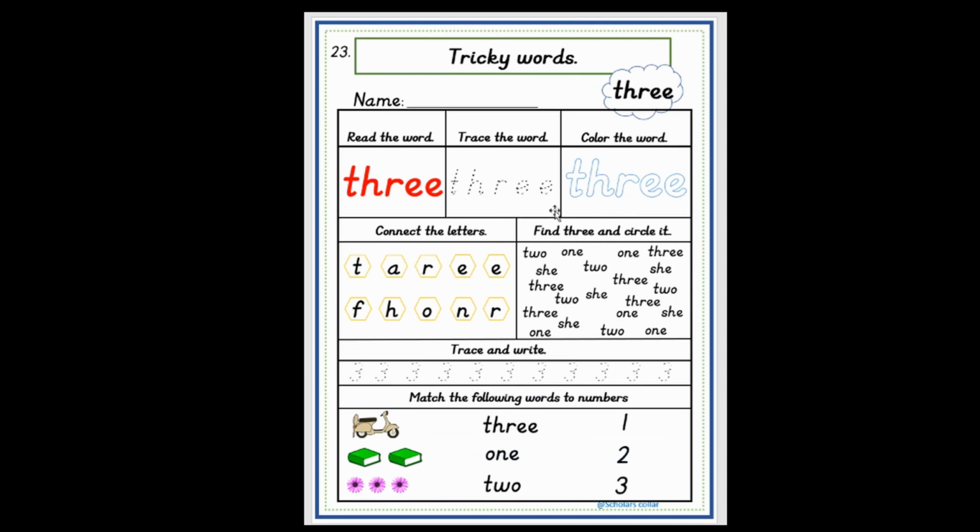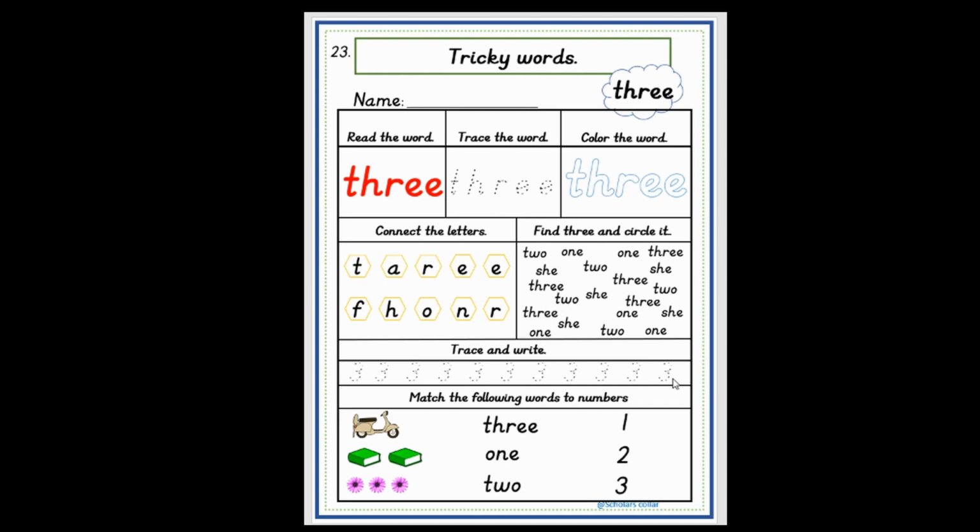Next, we have tricky word 3. Like I told you about the first group, there's one tricky word in each group for a number. So this is group 3, so we have tricky word 3. All you're going to do is read it, trace it, color it, connect it, so THREE, and you're going to find 3 and circle it.